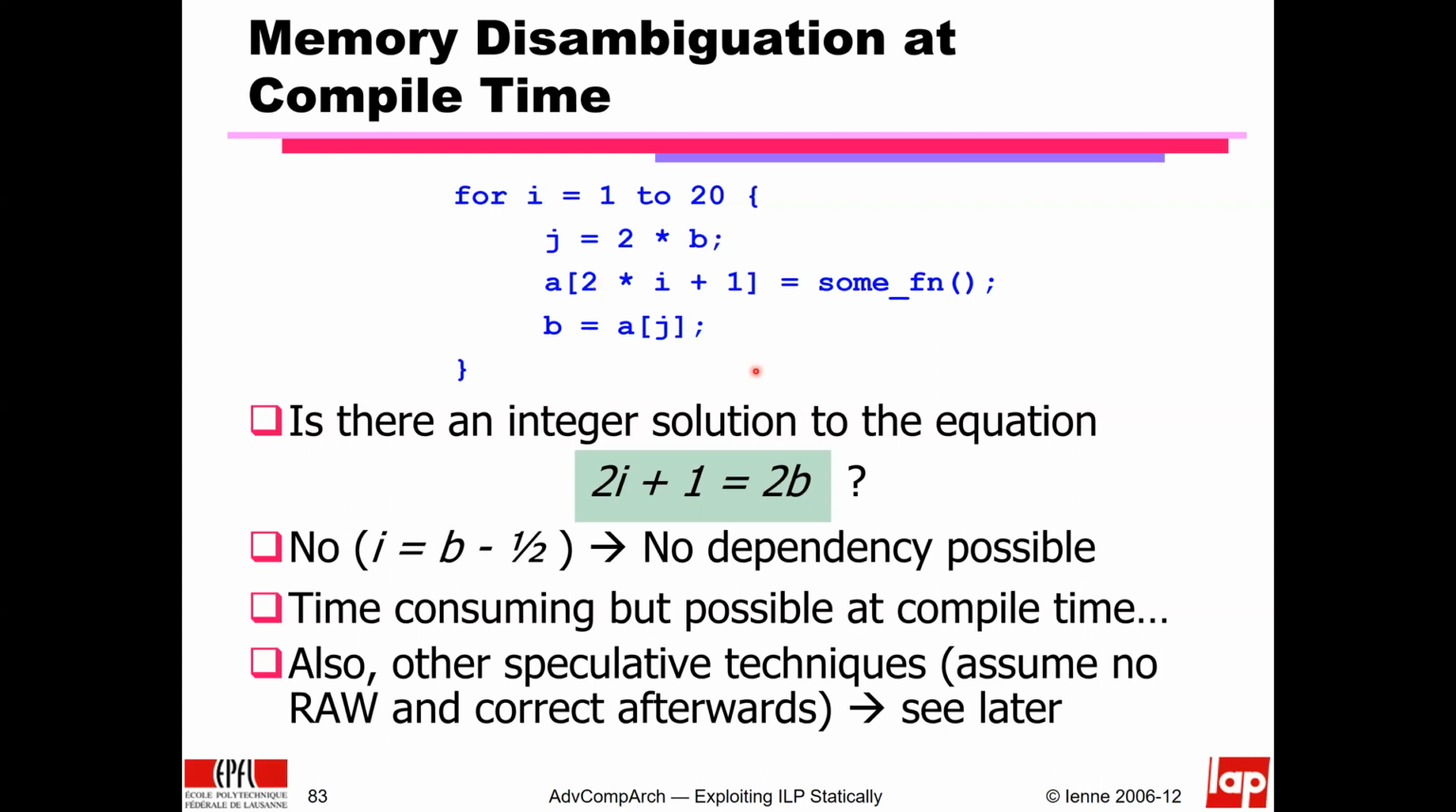So we'll see later that there are some techniques to handle this, because it's so bad that we need to do something, but we need to have, again, some support in the hardware for doing this speculation. So it's not going to be a simple trick.